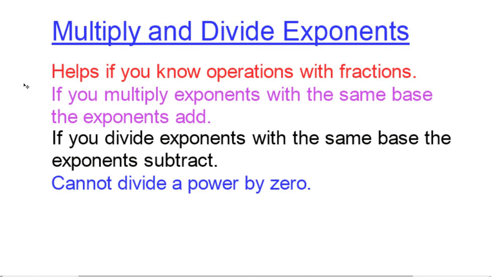If you multiply exponents with the same base, the exponents add. And similarly, if you divide exponents with the same base, they subtract instead. And you cannot divide a power by 0. So if I take a to the m times a to the n, the exponents add since we have the same base of a. So that's a to the m plus n.